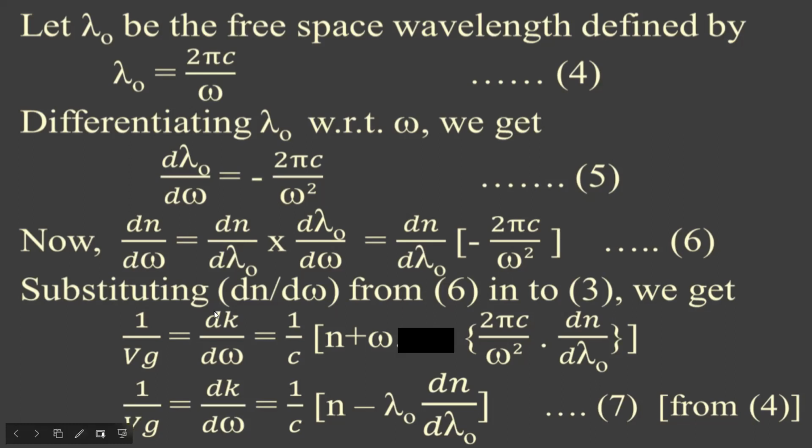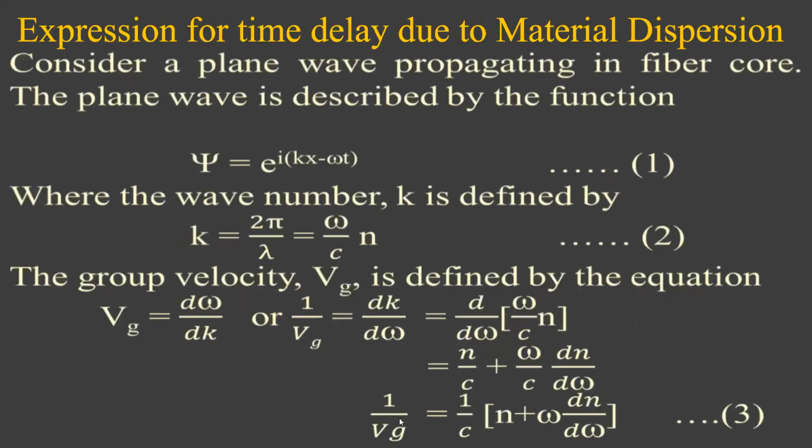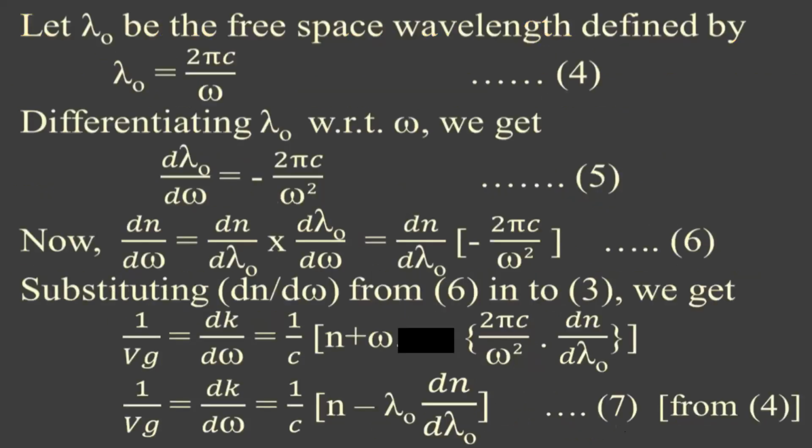Next, substituting dn by d omega from 6 into equation 3. So we have to substitute this equation 6 into 3. Equation 3 is here. It is 1 by Vg is equal to 1 by C into n plus omega into dn by d omega. So here dn by d omega is there. For that we have to substitute from equation 6, dn by d omega is this much.